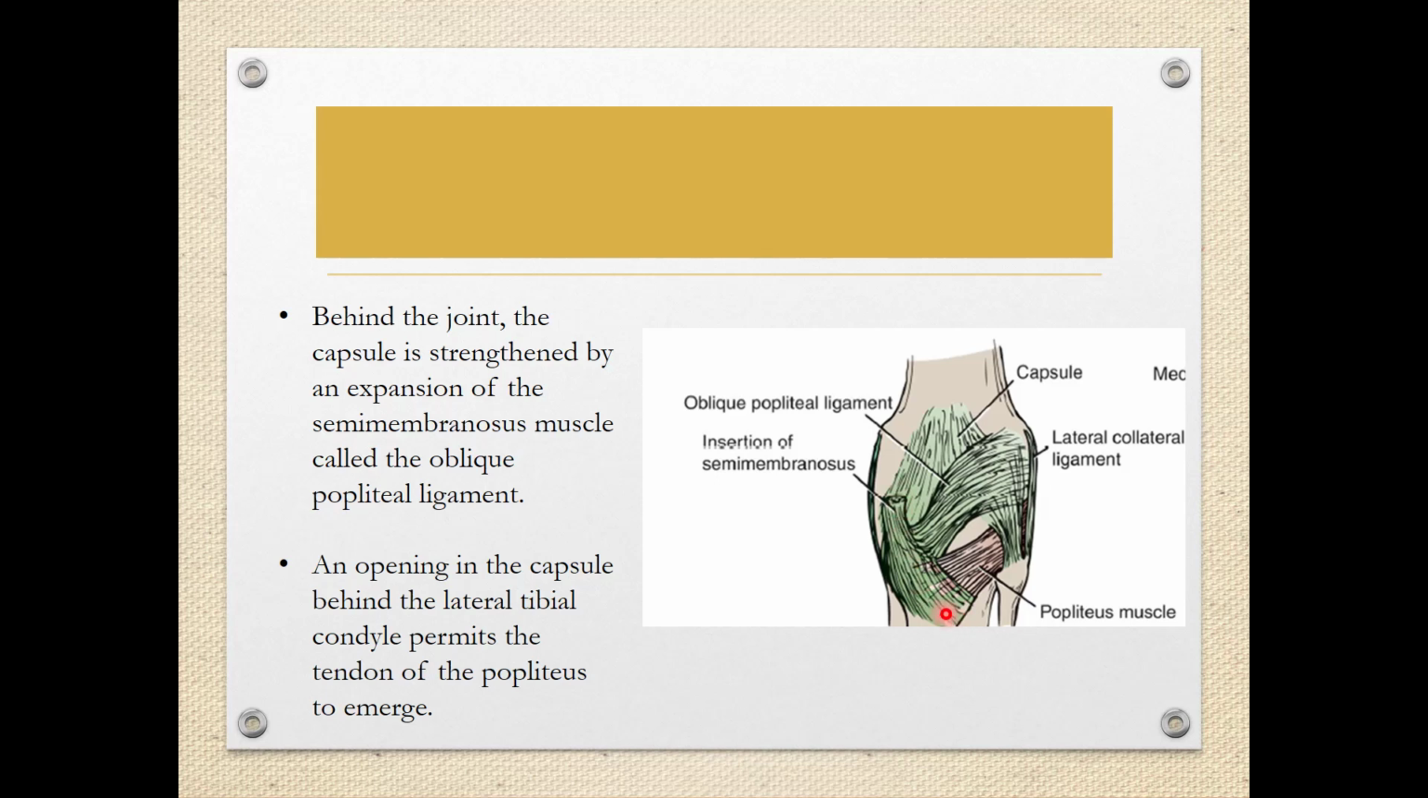An opening in the capsule behind the lateral tibial condyle permits the tendon of the popliteus muscle to emerge. Remember this thing, that there is an opening in the capsule. This opening is behind the lateral tibial condyle. This area is of lateral tibial condyle. Here there is one opening which will permit the emergence of the popliteus muscle. This is the popliteus muscle which is emerging through the capsule.